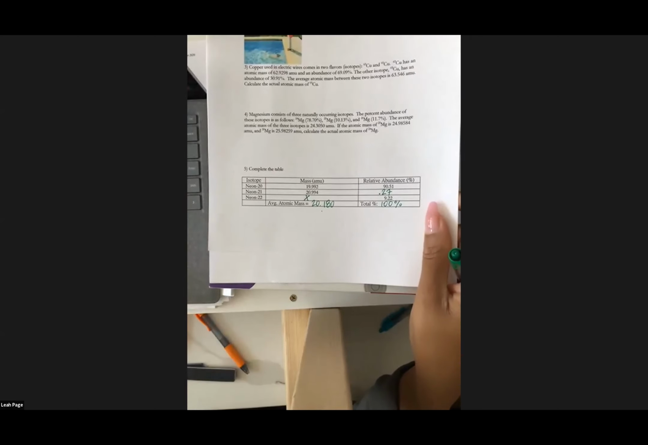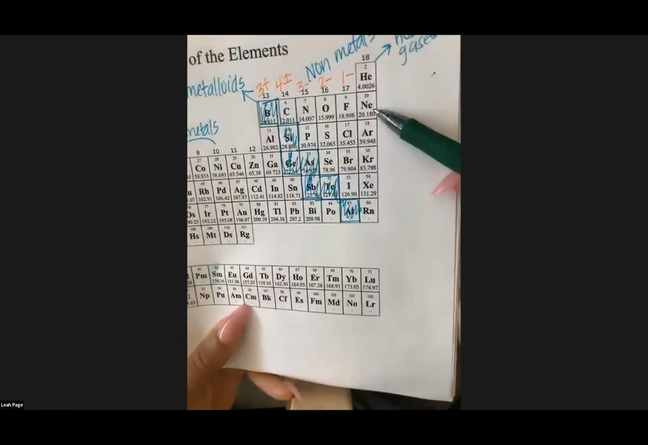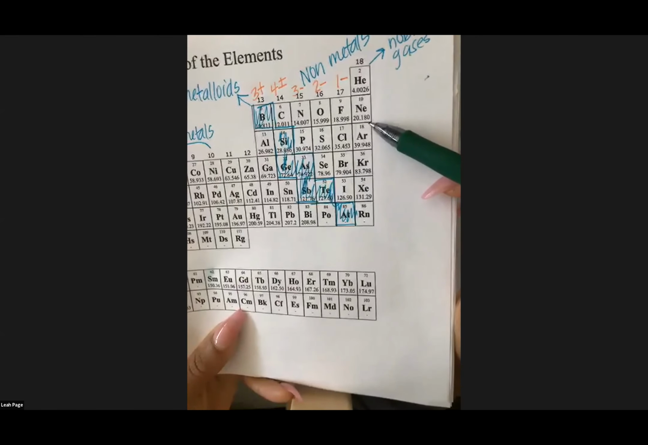I'm not clear about how the 20.180 came. That's from the periodic table. We just had to look at the periodic table to find that number. So we just went to Neon, look on the periodic table, 20.180.